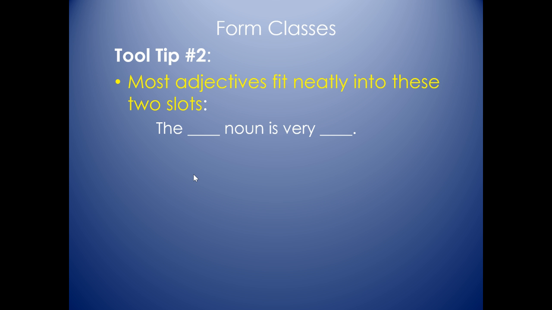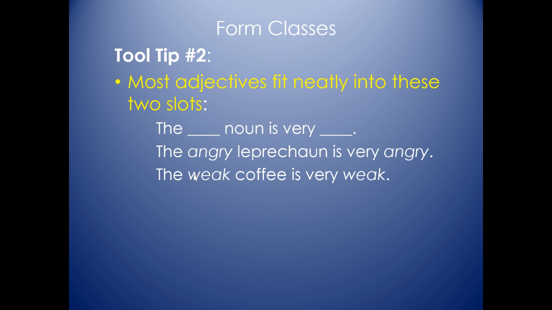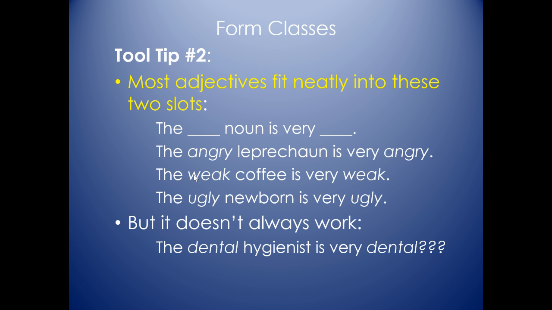Another tip for your tool belt is most adjectives can fit very neatly into these two slots. The blank noun is very blank. The angry leprechaun is very angry. Angry is an adjective. The weak coffee is very weak. Weak is an adjective. The ugly newborn is very ugly. Ugly is an adjective. But it doesn't always work. The dental hygienist is very dental. Makes no sense at all.